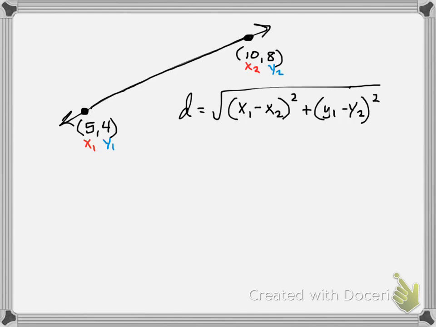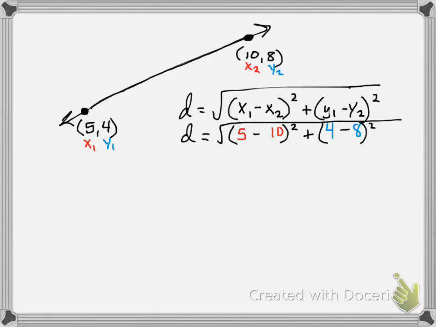Going forward, all you have to do, guys, is plug this into your formula. I'm going to plug my x1s in there: x1 is 5, and my x2 is 10. Then I'm going to plug my y1s in there: y1 is 4, and my y2 is 8. The formula is the exact same everywhere else. So D is equal to the square root of 5 minus 10 squared plus 4 minus 8 squared.